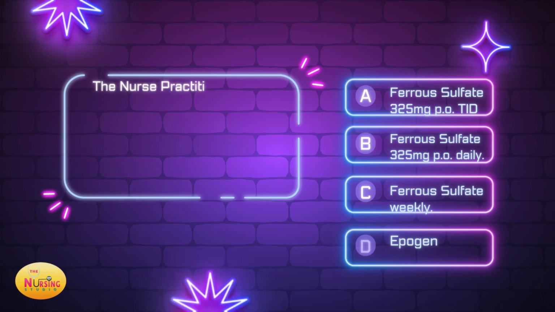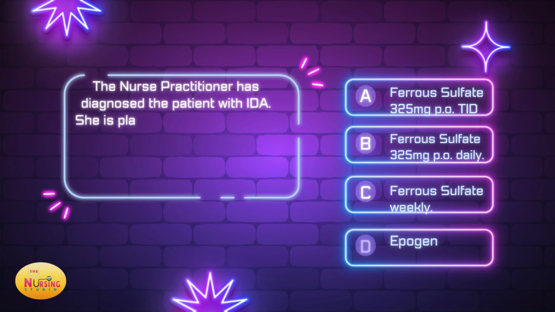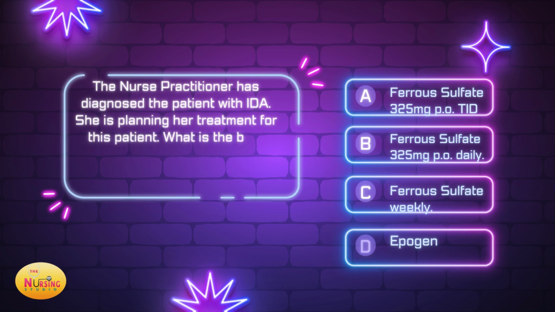All right. And then question number 3, the nurse practitioner has diagnosed the patient with iron deficiency anemia. She is planning her treatment for this patient. What is the best treatment for this patient? Is it A, ferrous sulfate, 325 milligrams PO TID, B, ferrous sulfate, 325 milligrams PO daily, C, ferrous sulfate weekly, or D, epigen? Take a moment and tell me what you got in the comments.